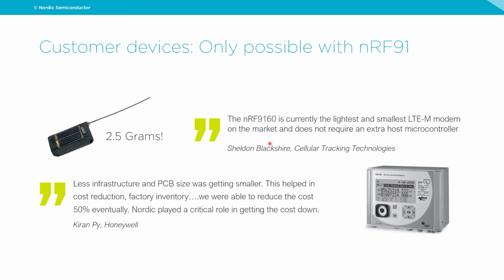Yeah, and before I hand it over to our partners at Golioth, I just wanted to show two devices that were really only possible with the NRF91 series devices. The first one is a bird tracker. This is only 2.5 grams, and this is not a typo. This is used to track animals as small as 40 grams, and at the time this was designed, the NRF9160 was the lightest and the smallest device that it could find on the market.